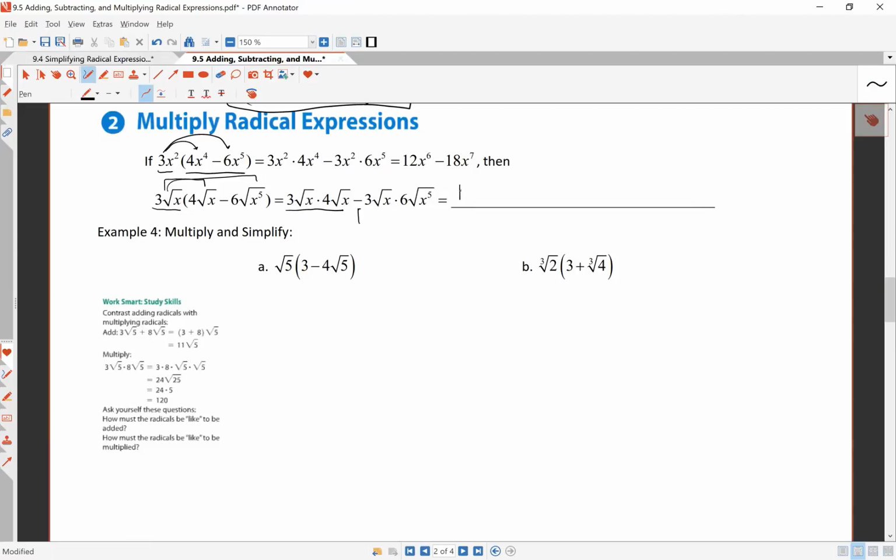3 times 4 is 12 square root of x squared, minus 3 times 6 is 18 square root of x to the sixth. x times x to the fifth is x to the sixth.